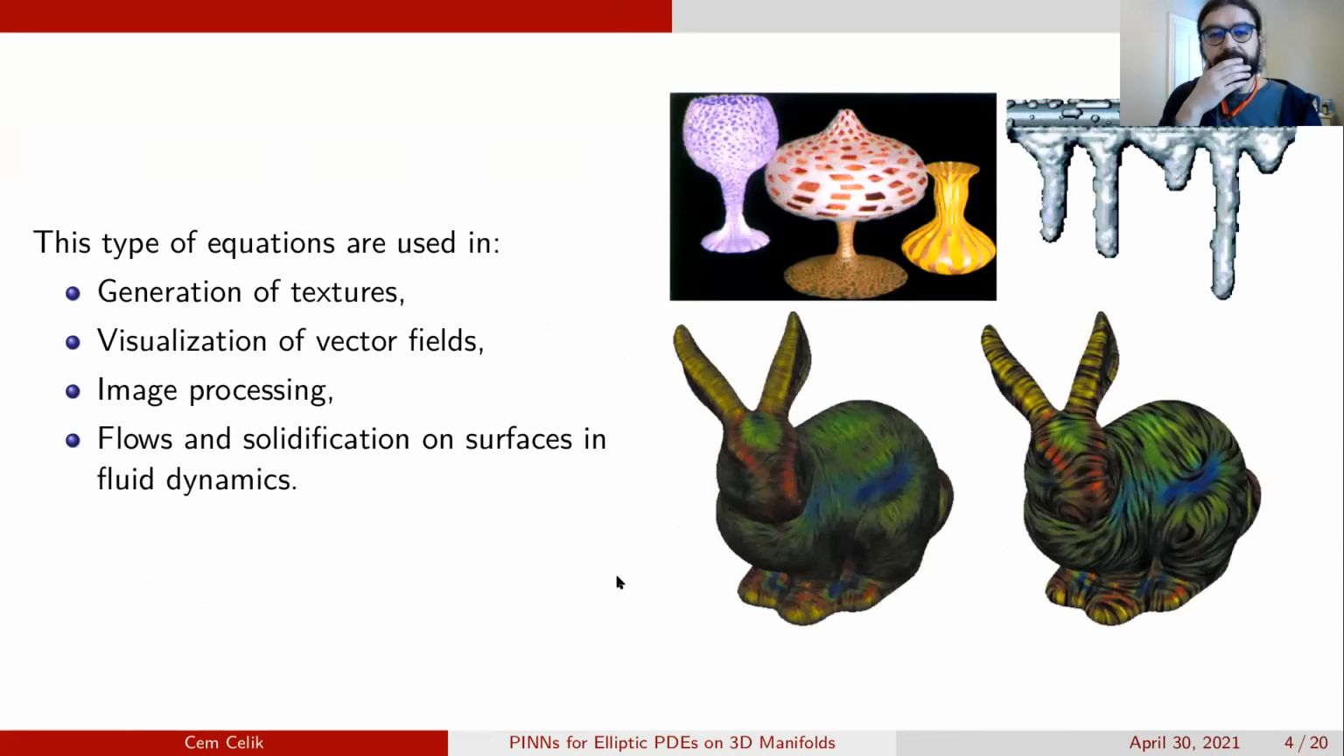These types of equations are used in generation of textures on surfaces, like we have in this first picture, and visualization of vector fields, like we have here in the bunnies. There are vector fields of different types. They are also used in image processing, and flows and solidification on surfaces in fluid dynamics, like I have here an icing simulation on a surface.